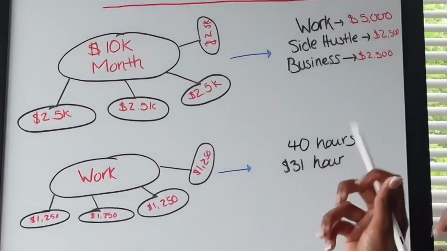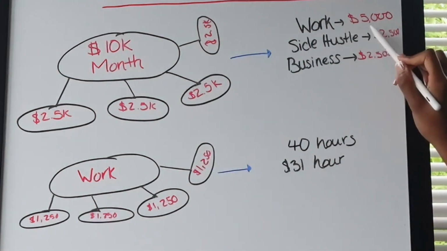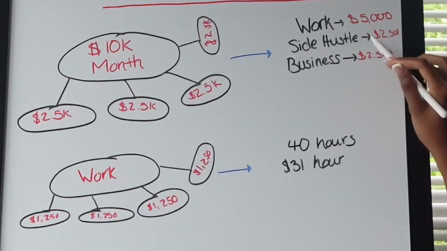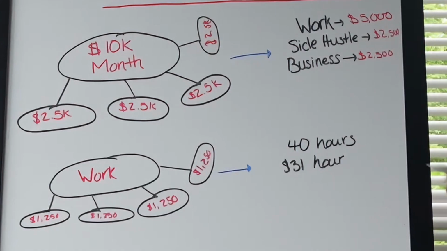So I just did hypotheticals. I said you can work, make $5,000. Let's say that's how much you make at work a month. Have a side hustle, you make $2,500, and then you have a business, you make $2,500, right?